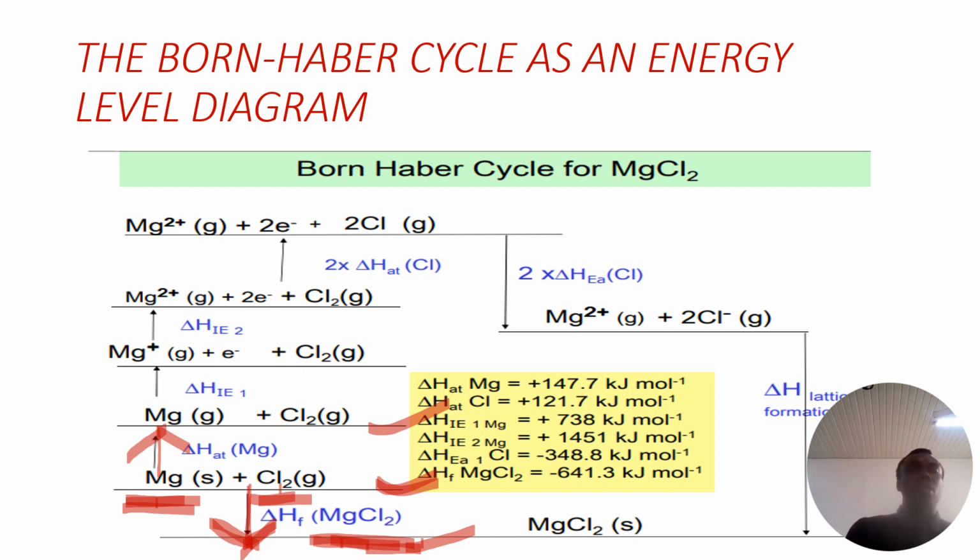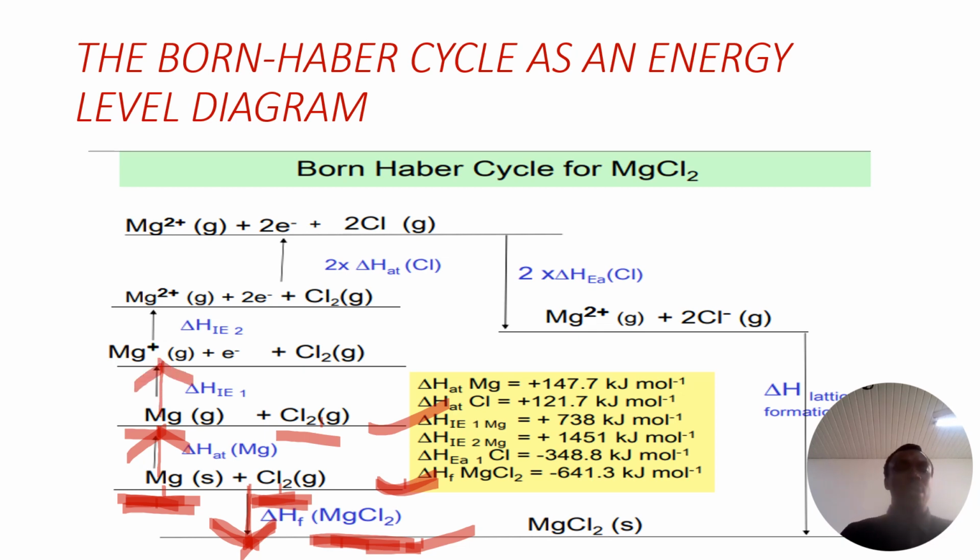We have to check the atoms. On the reactant, magnesium is 1, chlorine is 2. On the product, magnesium is 1, chlorine is 2. The atoms are balanced. The charges are 0 everywhere, so the atoms and the charges are balanced.